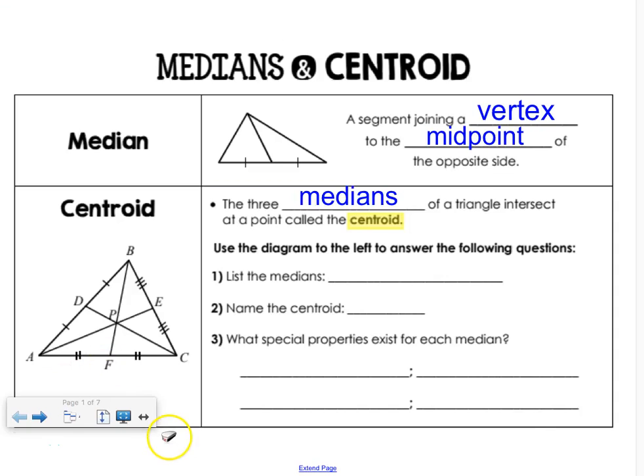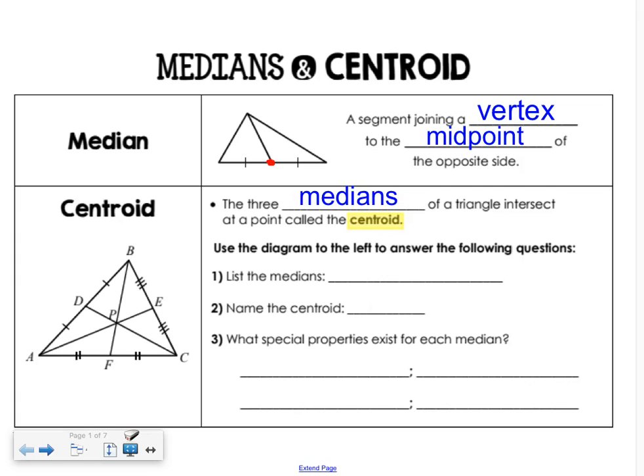Okay, so we are gonna talk about the last two special segments in a triangle, the medians and the altitudes. We're gonna start with our medians. And this goes from a vertex to the midpoint of the opposite side. So if you notice, start at a vertex. How do I know this is the midpoint? Right, that tick mark is telling me this side's equal to that side. So it has to be the midpoint.